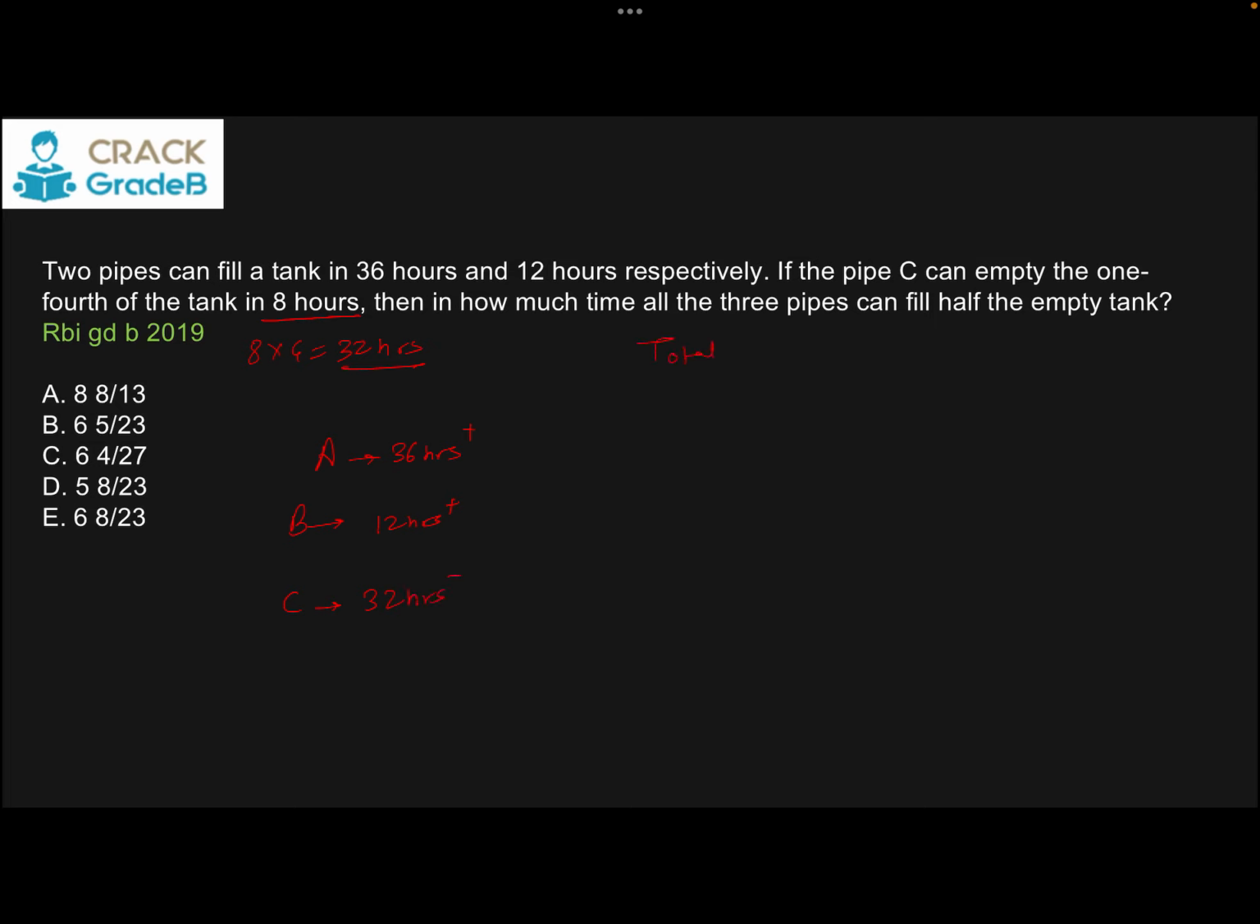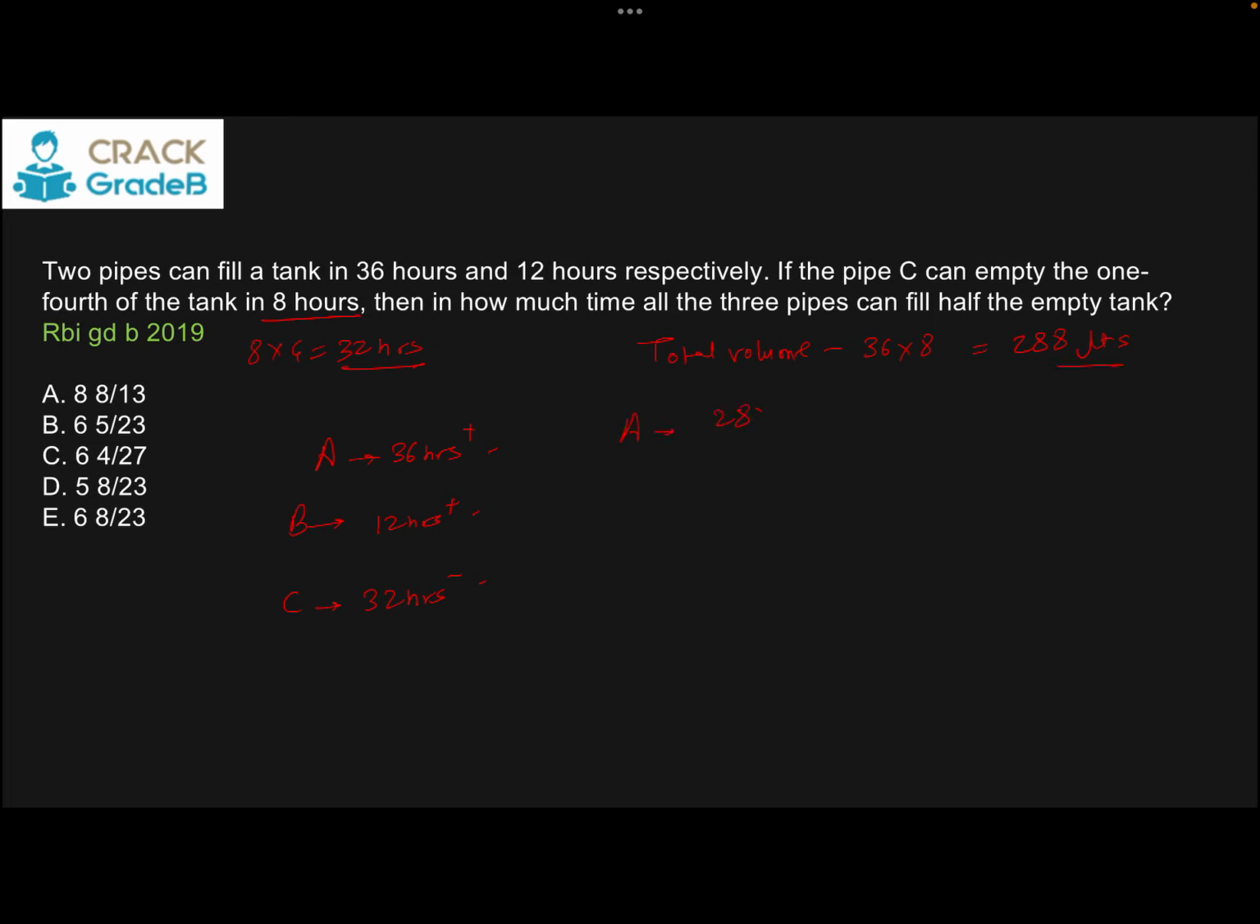So we have to consider the total volume as the common multiple of 36, 12 and 32. So 36 is already a multiple of 12, and it has 4 into it. So we can just say the common multiple is going to be 36 into 8. This is going to be the common multiple, 36 into 8. And that is going to be 288. 288 liters, we can consider the total volume.